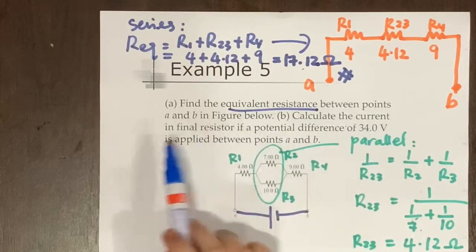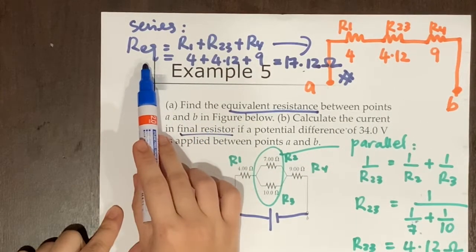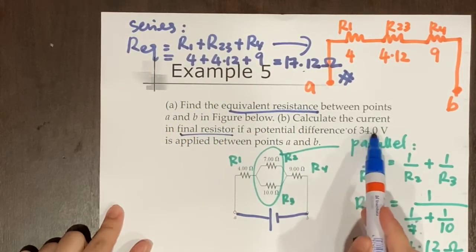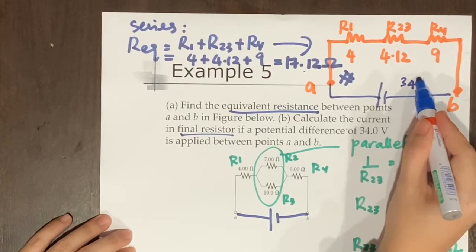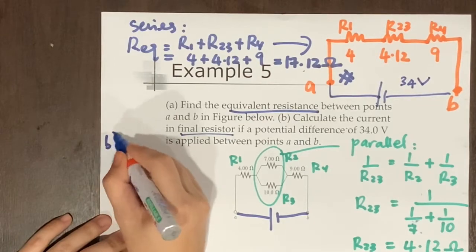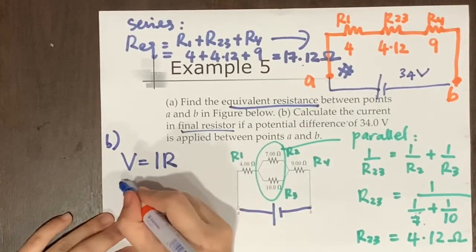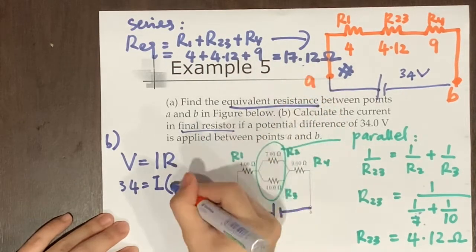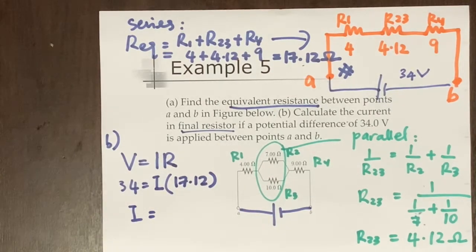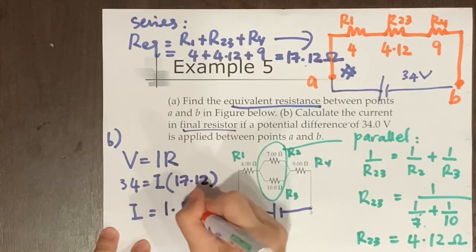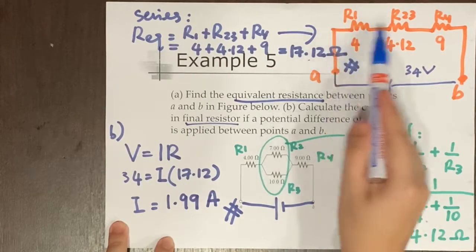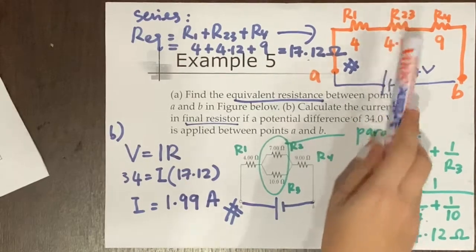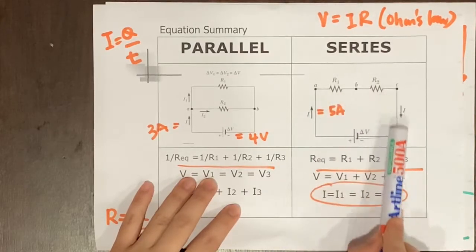Okay, next, calculate the current in the final resistor. For the final resistor, you have to find the current using the equivalent resistance, where you have a potential difference of 34 volts. It means it's connected with the battery here with the value of 34 volts. For question B, V is equal to IR. Voltage is 34. The current you don't know. R is the total one, 17.12. So I is equal to 34 divided by 17.12, which is 1.99 ampere. This is the current going through the final resistor. If in series, the current will be the same, 1.99 for the whole circuit.